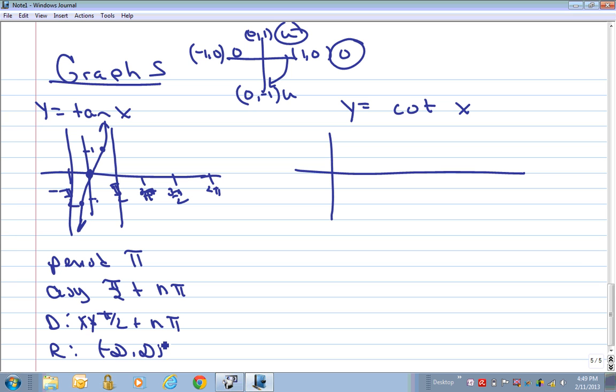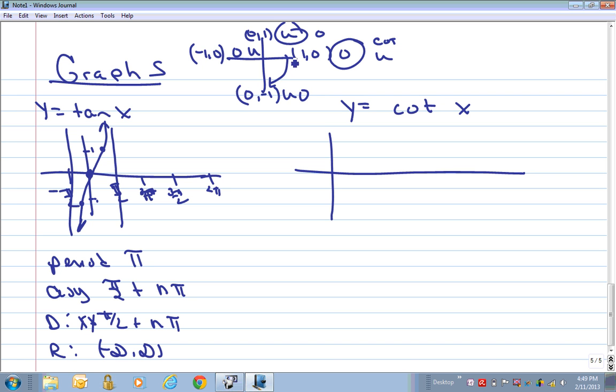All right, let's look at cotan. Remember, anytime something is undefined, the reciprocal is 0. Anything that is 0, the reciprocal is undefined. So I'm going to add my cotan values on here. Since tan is 0, cotan would be undefined. Since tan is undefined, cotan would be 0. Since tan is 0, cotan would be undefined. And since tan is undefined, cotan would be 0.